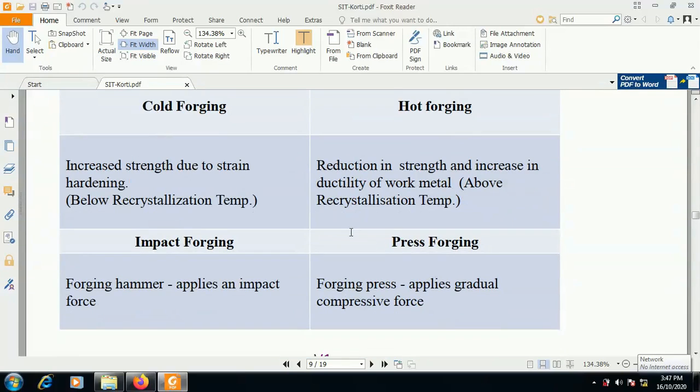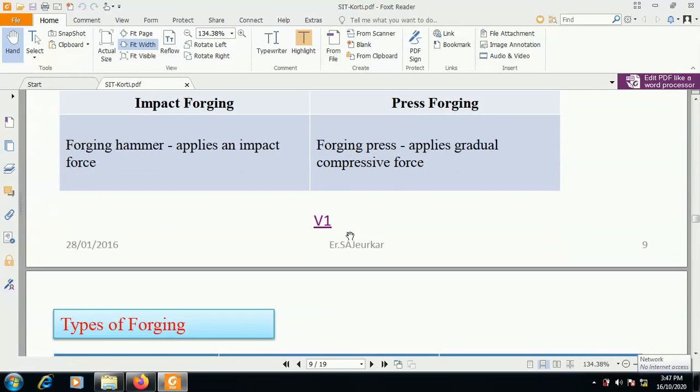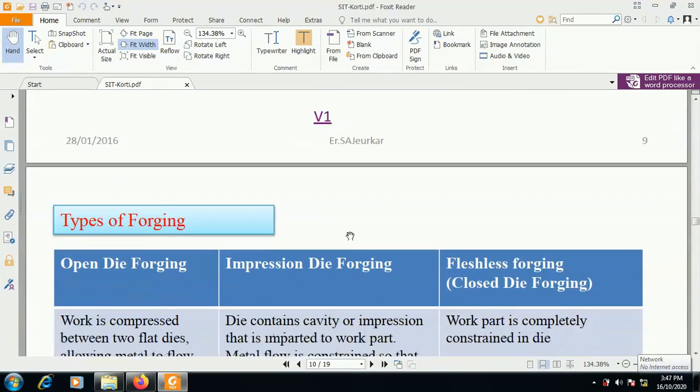Impact forging: the forging hammer applies an impact force. Suddenly we are applying blows of the hammer on the surface of the workpiece which is kept between the upper die and lower die, and after each blow of the hammer you are achieving a certain amount of deformation, and after 7 to 8 blows of the hammer you will get a complete product, that is called impact forging. In case of press forging, we are applying the pressure gradually, means there is no kind of impact. These are the types of forging we have seen.